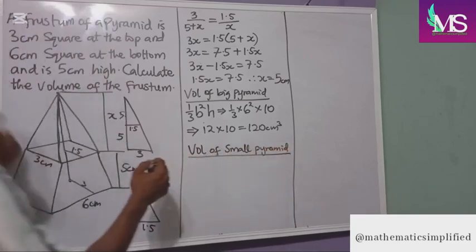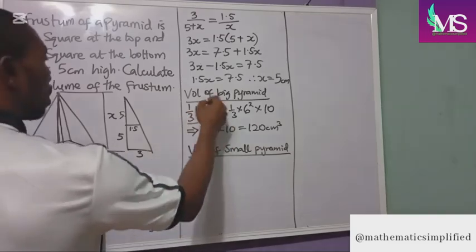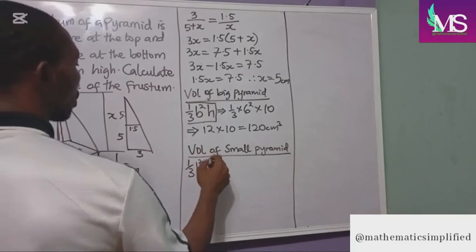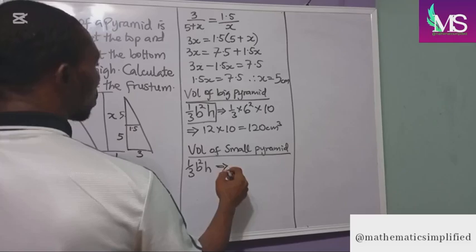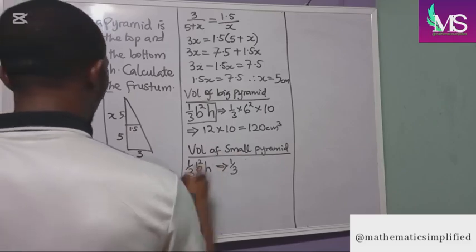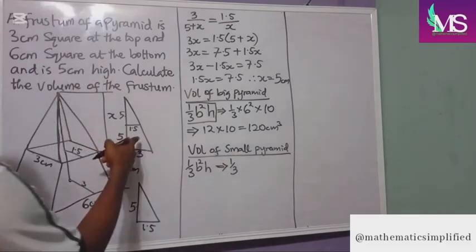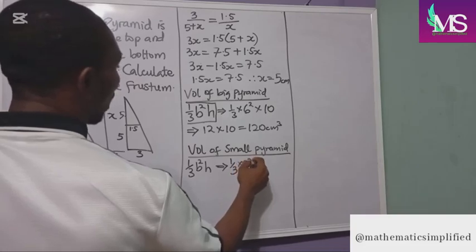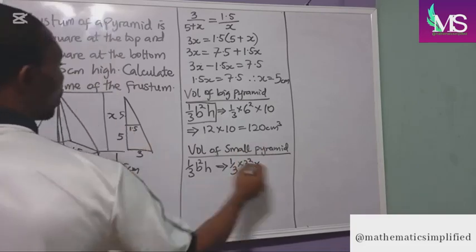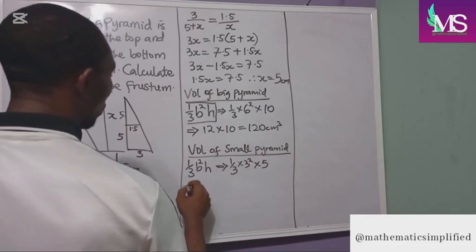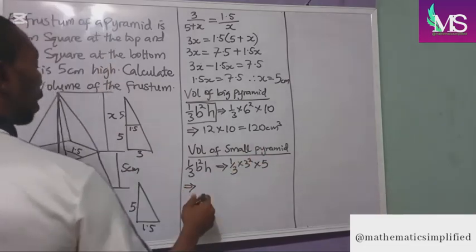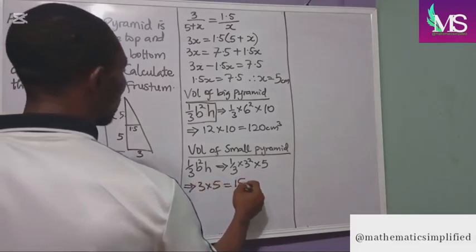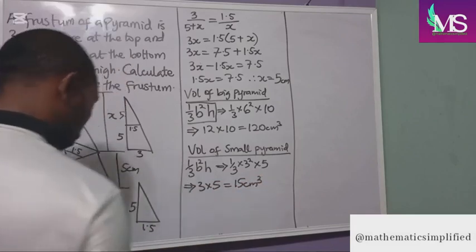Now, volume of small pyramid. Still using this formula, that will become 1 over 3 b squared h, right? Which will now give us 1 over 3. Our b here will be 3, so 3 squared times our height, which is 5. So 9 divided by 3 gives us 3, times 5, which is 15 cm cubed.